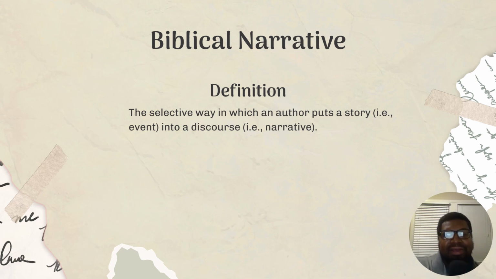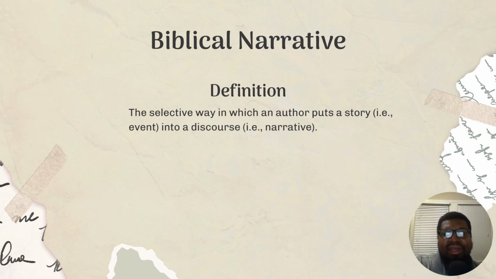And then that event is put into a discourse or a narrative. Once again, I would prefer the term story here, but Longman wants to use that differently. It's put into a form of communication such that you can understand it and try to figure out what the pieces are of that story and where it's trying to go. That's always going to be the case of anything that you read.